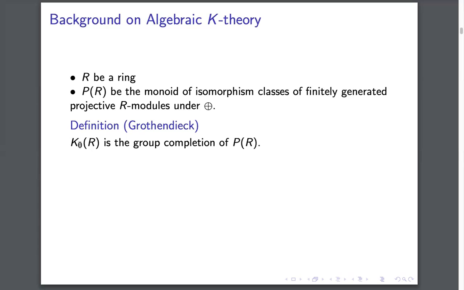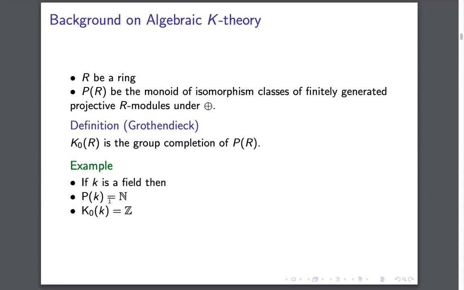So to clarify what I'm saying here, let's say we have a field. If R is a field, then finitely generated projective R-modules are precisely finite dimensional K-vector spaces, and these are classified by their dimension, obviously. So P(K) is precisely the natural numbers, and direct sum corresponds to addition of dimensions. Group complete that, and what you get is the integers. So voila, we proved that K0 of a field is the integers. Hopefully this clarifies the definition.